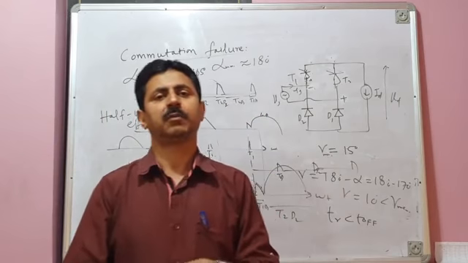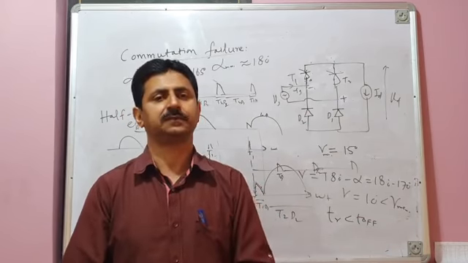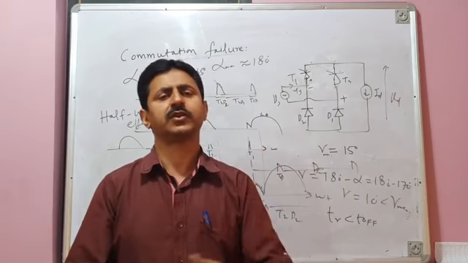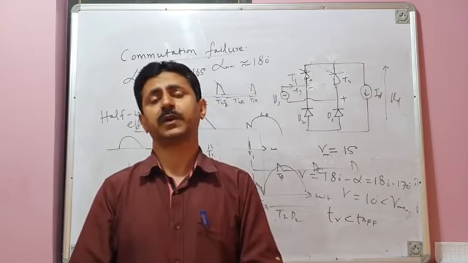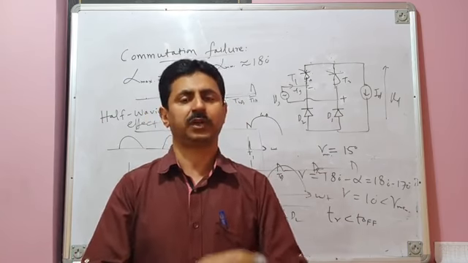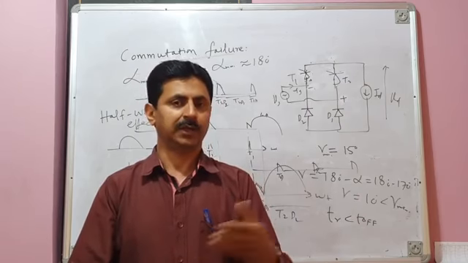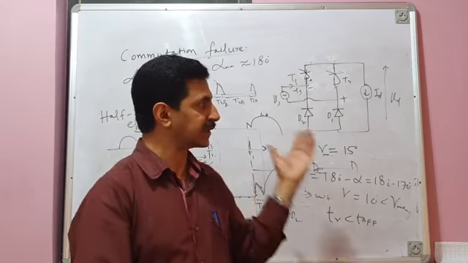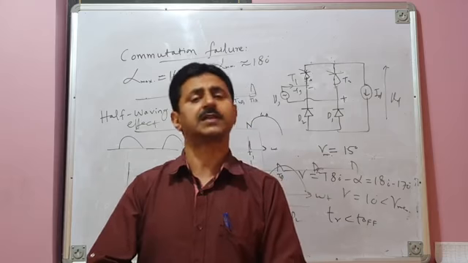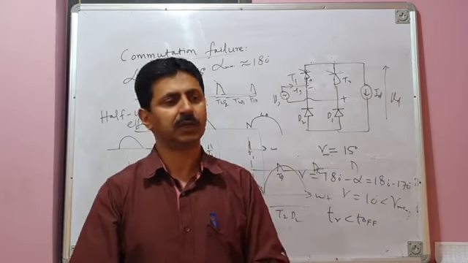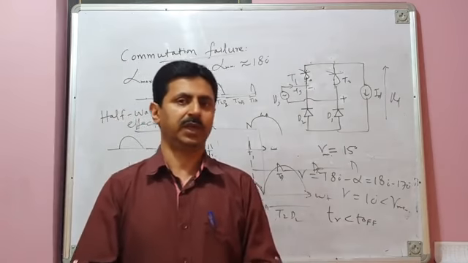So with this, I will end my today's lecture. Please go through these two lectures, yesterday's lecture and today's lecture. In the previous lecture and today's lecture, we have completed our discussions on analysis of single phase half controlled converter or semi converter for different loading conditions: purely resistive load, RL load, and RLE load. And we have also discussed, in RLE load, discontinuous conduction mode of operation as well as continuous conduction mode of operation. And we have also discussed a concept called commutation failure.